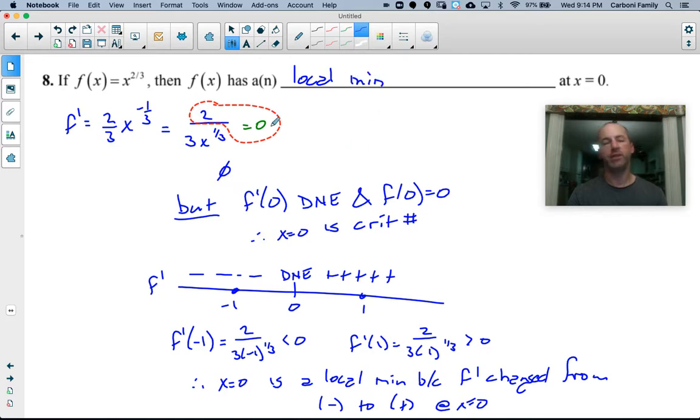Is this also an absolute minimum? And the answer is yes. It is also absolute because this is the only critical number. We did the algebra to find all critical numbers, and the only critical number we found was x equals 0. And if you were to graph f of x equals x to the 2/3, it actually looks like this. It's going to come down to 0, 0. We know that f of 0 is 0.